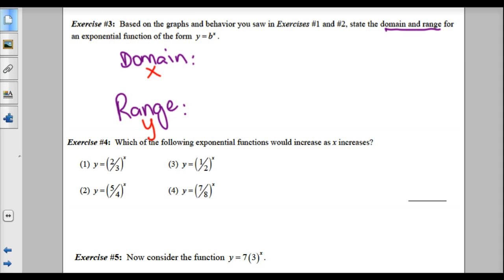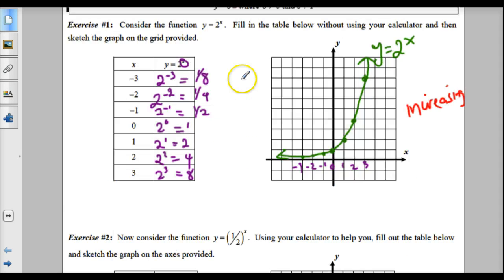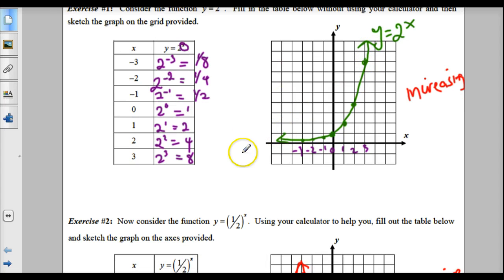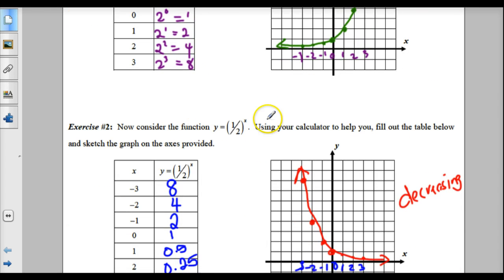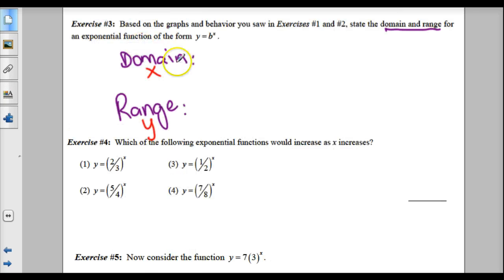So domain, your x. Remember I said the arrows? Look at where these fall. They always go on for the x. So your domain will be from -infinity to +infinity. This is something that goes on and on and on.